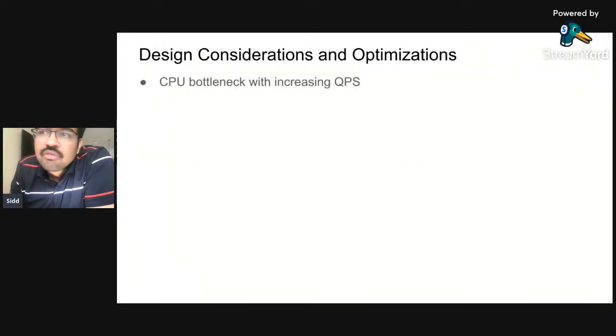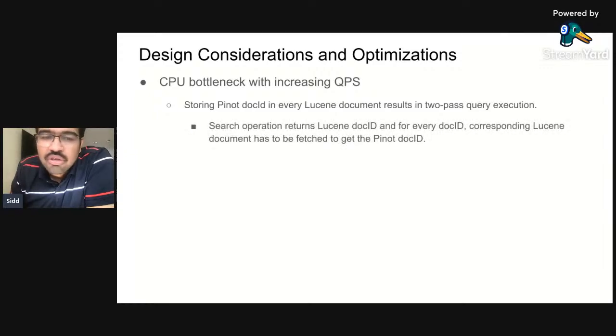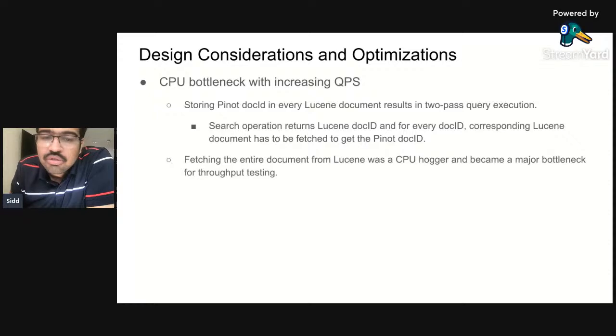The other thing was a key optimization, right? We saw that CPU bottleneck with increasing QPS, so latency was not able to scale well as the QPS was going up. Remember I talked about how the Pinot doc ID is stored in every Lucene document, and that results in a 2-pass query execution. You search, the operation gets a matching Lucene doc ID, and for every Lucene doc ID, we fetch the entire document from Lucene, and from the document we retrieve the Pinot doc ID. This operation of fetching the entire document from Lucene and then retrieving the doc ID was a CPU hogger and became a major bottleneck for our throughput testing.